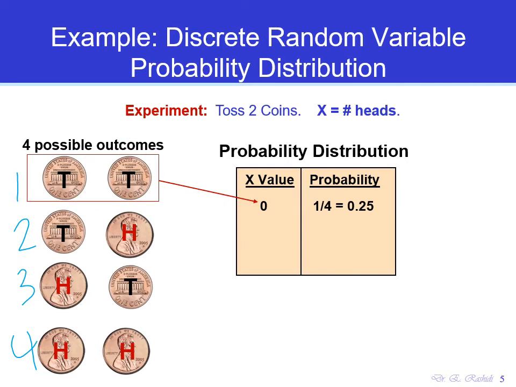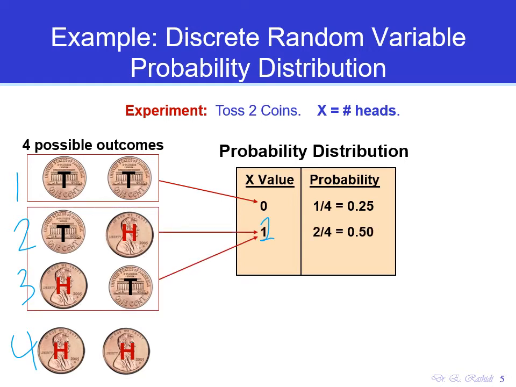How many scenarios can we get 1 head? These 2 scenarios, we can get a 1, and that's 2 out of 4. So it would be 50%. And in the last scenario, we get actually 2 heads, and that's 1 out of 4 possibilities. So its probability is 25%.